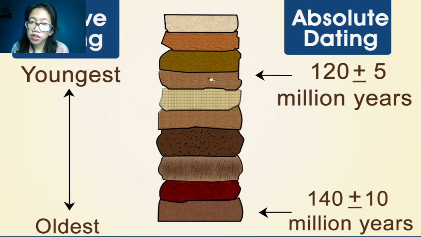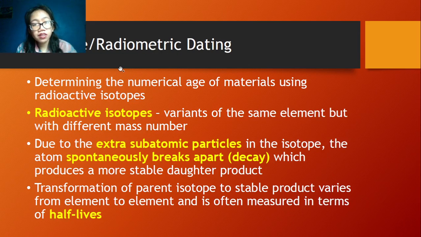So same goes for this rock layer. So this was formed 120 with a margin of error of 5 million years ago. So between 115 to 125 million years ago, this layer was formed. And that's already very informative in comparison to relative dating. So absolute dating uses radioactive materials. That's why it's also called radiometric dating.